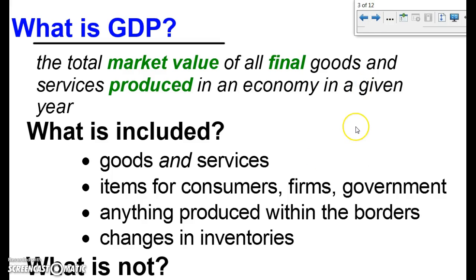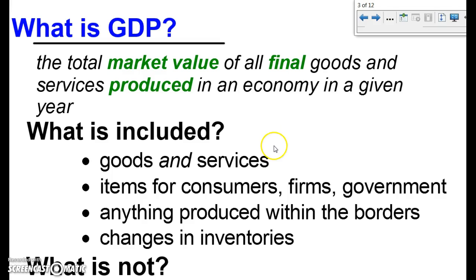Okay, so we're going to now focus a little bit on GDP, which I'm sure you've learned about before in economics. The definition of GDP is up top here. GDP is the total market value of all final goods and services produced within an economy in a given year. In the 9th grade econ book, I believe it's defined as produced in the United States in a given year, but of course every country can have a GDP.